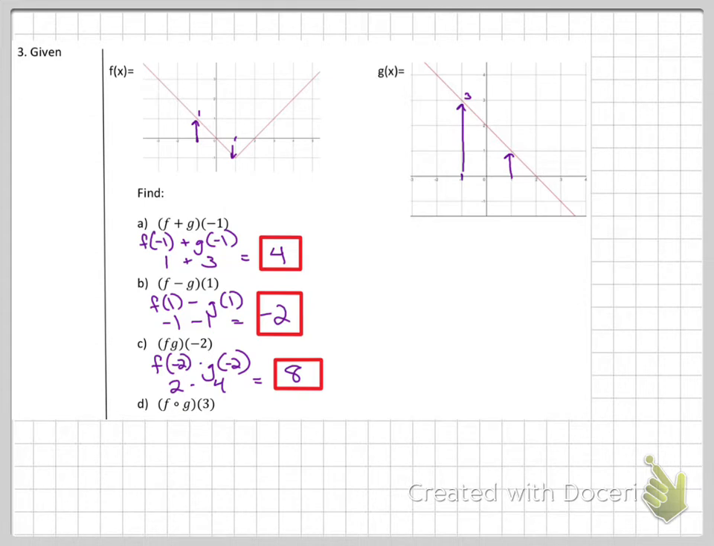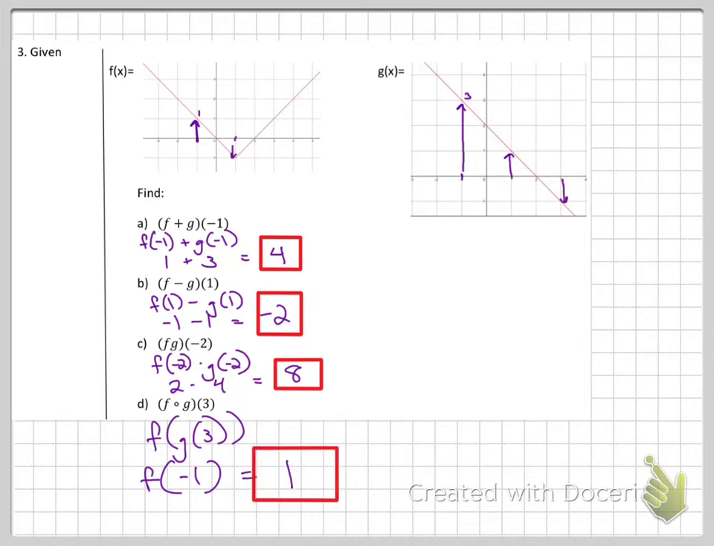The next one has the circle, f of g of 3, or, sorry, I'm in shapes. f of g of 3. So first we do the inside parentheses. We find g of 3. 1, 2, 3. The answer is negative 1. Now we do f of negative 1. We've already done that once. The answer is 1. So your final answer is 1. So, using the graphs to find the different combinations of the functions. Okay.